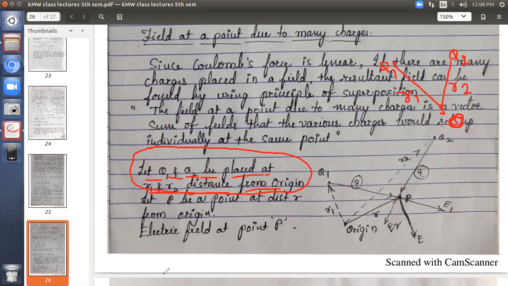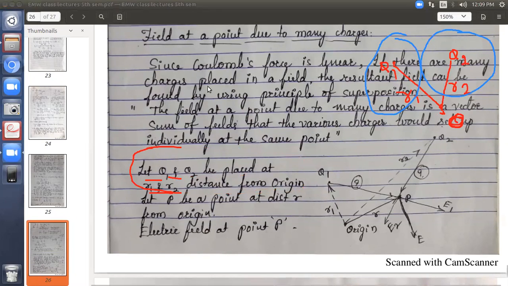Then we have to find the electric field at some point, right? Because charges Q1 and Q2 are present, surrounding Q1 we have a certain field, and surrounding Q2 we have a certain field. So we have to find the electric field at some point P. Any doubts?